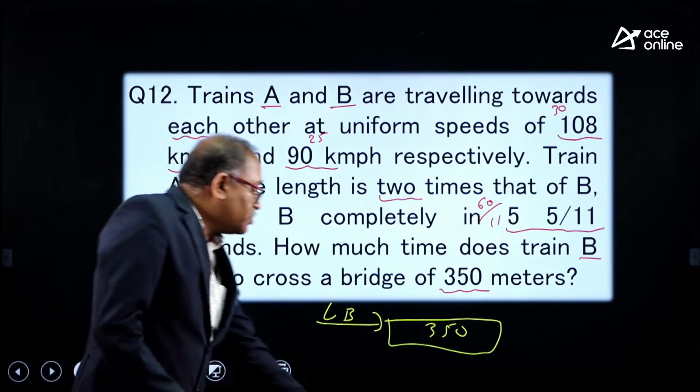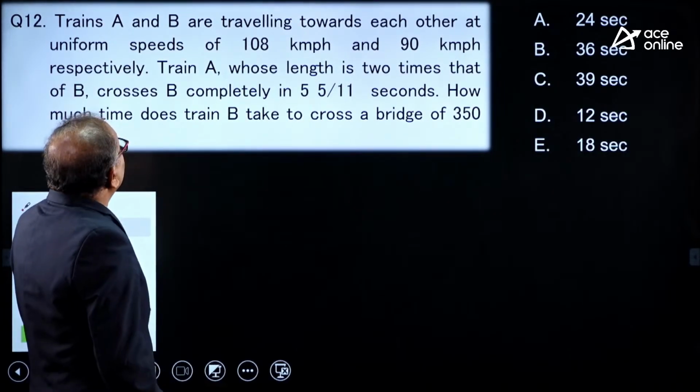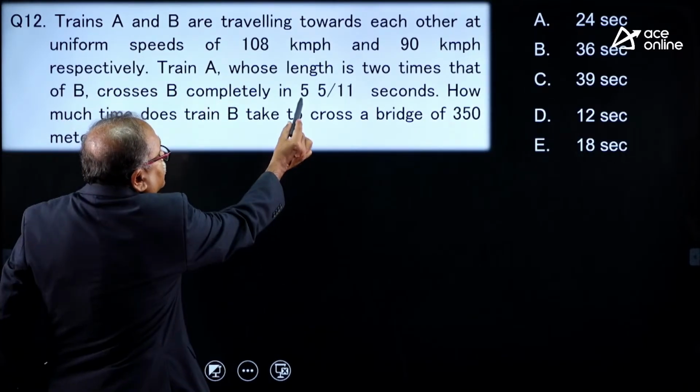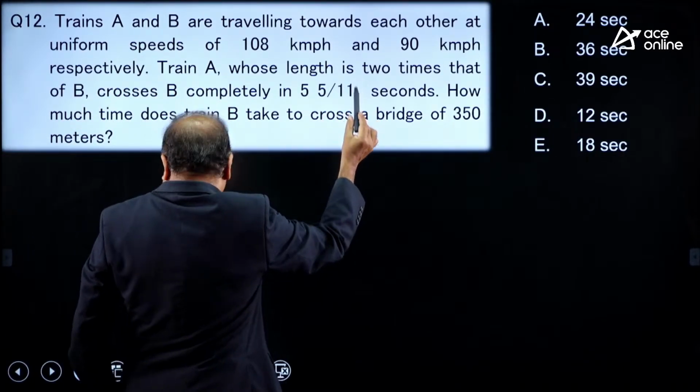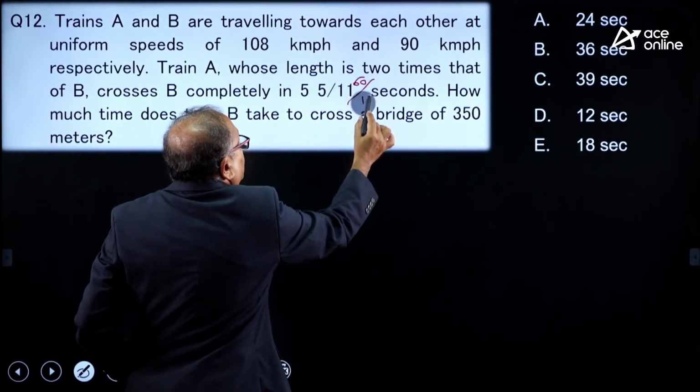I will give you some clue to answer this question, and here is the clue. It is said that they are crossing each other in 60 by 11, that is what is given to us, 60 by 11.